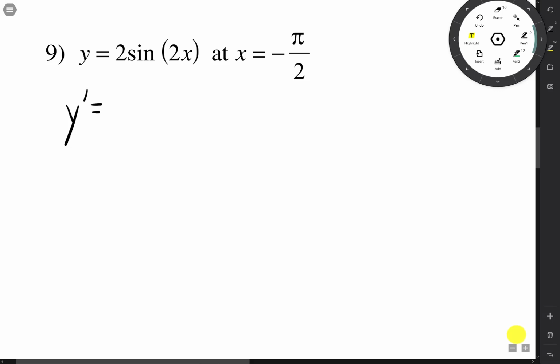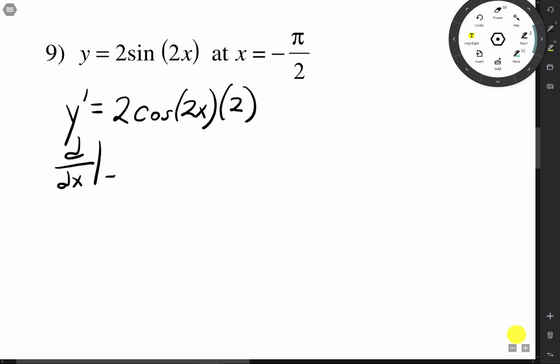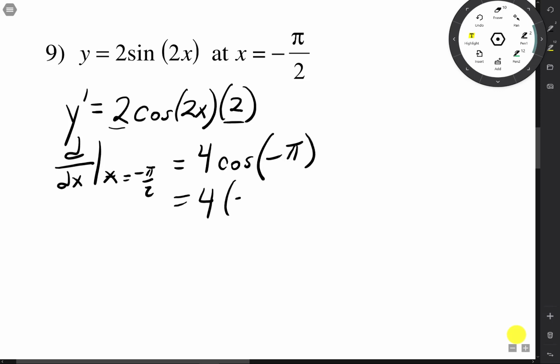Some more chain rule. We're not concerned about the 2, it's just a constant. It'll be multiplying by the derivative of sine 2x. So the derivative of sine is cosine. Leave the inside be, then multiply by the derivative of the inside. So when x is negative pi halves, we'll have the 2 times the 2 is 4. Cosine of 2 times negative pi halves is negative pi. And the cosine of negative pi is negative 1, so we get negative 4.